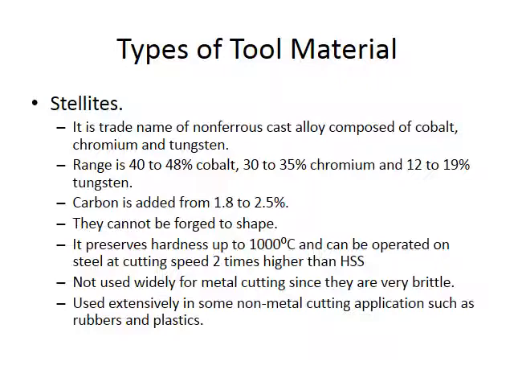Carbon is added from 1.8 to 2.5%. They cannot be forged or sold. It preserves hardness up to 1000 centigrade and can be operated on steel at a cutting speed 2 times higher than HSS. Very important. Not used widely for metal cutting because they are very brittle. Used extensively in some non-metal cutting applications such as cutting rubbers and plastics.